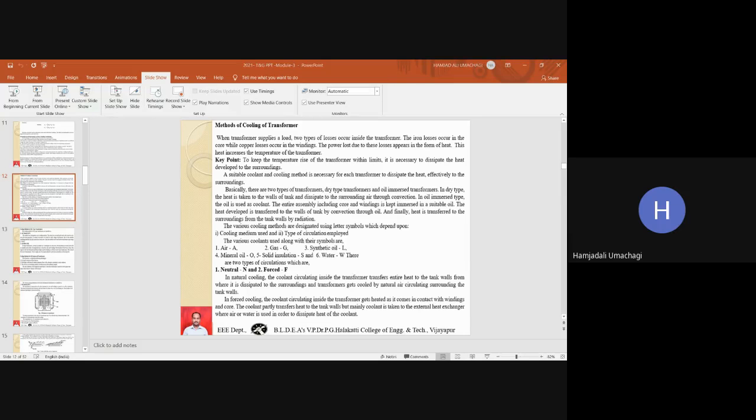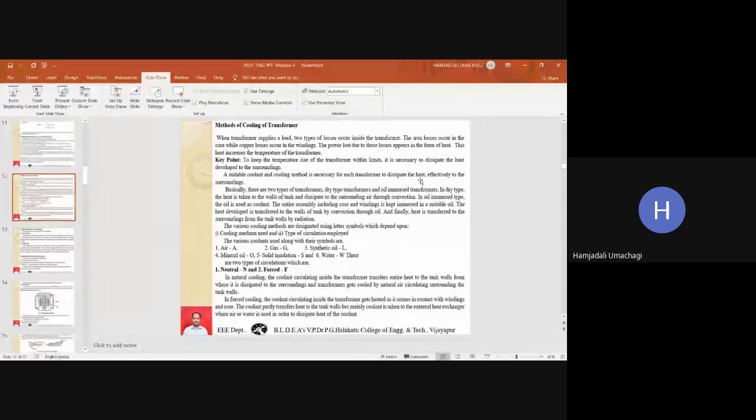So to keep the temperature within the limit, we are going to follow certain cooling methods here, right? A suitable coolant and cooling method is necessary for each transformer to dissipate the heat effectively to the surroundings. So here we are using a certain coolant. Coolant means something which is going to absorb the heat from inside the transformer tank. And certain cooling methods we are going to make use of here.